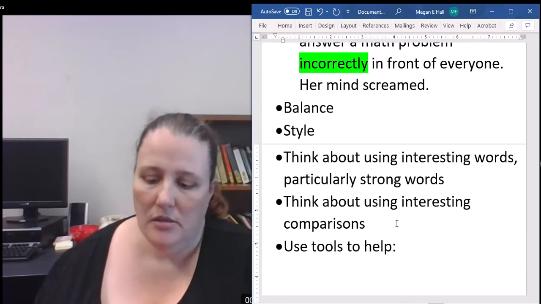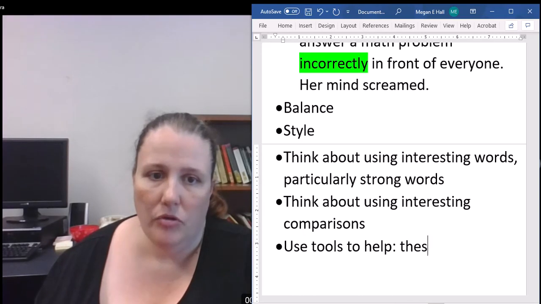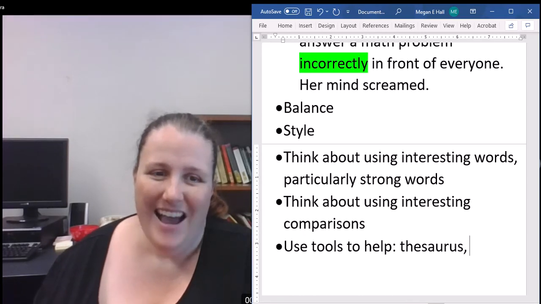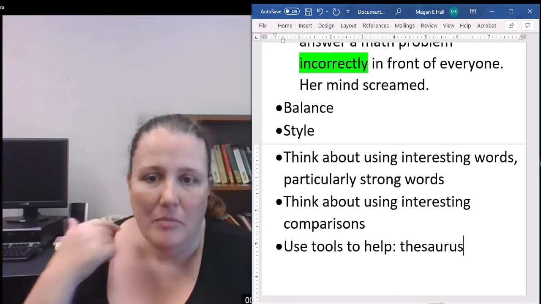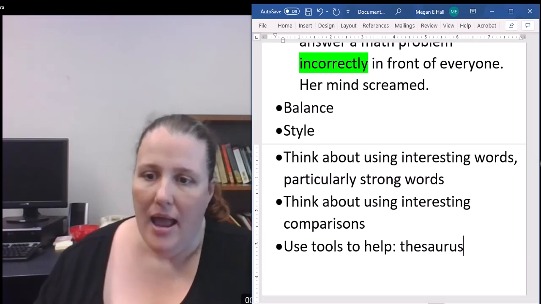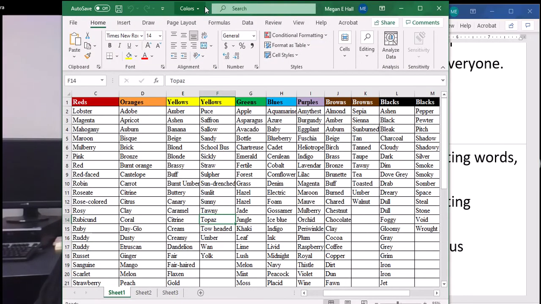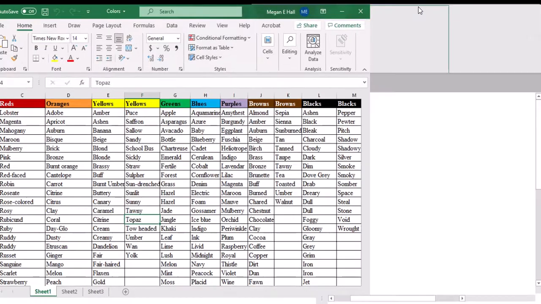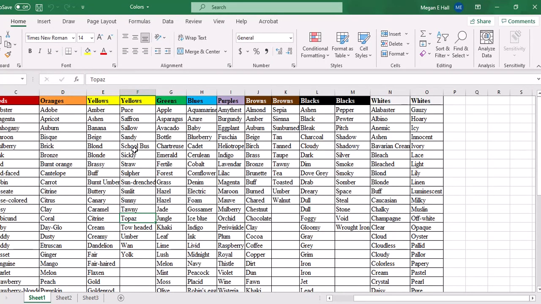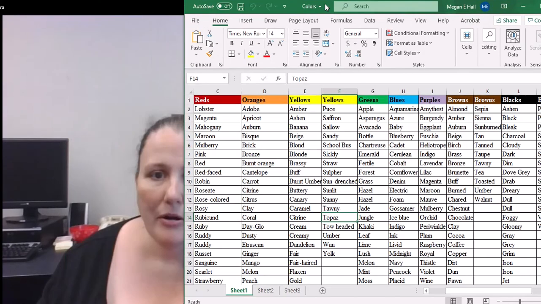So things like you can right click and use the thesaurus. There are some tools online. I'm going to show you a couple of them that I've created. This is so nerdy, but as a writer, a little color thesaurus for myself. I'll move that over so you can see it better.